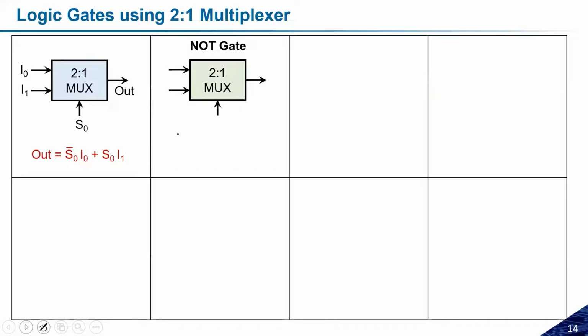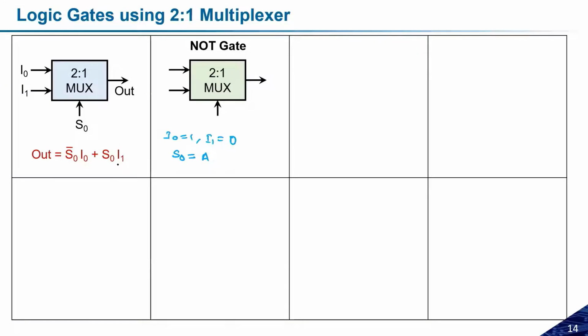I0 1, I1 0, and okay, so you are saying I0 1, I1 0, 0, and S0. So the input we have on two input, input A. Okay, so let us try to see here.